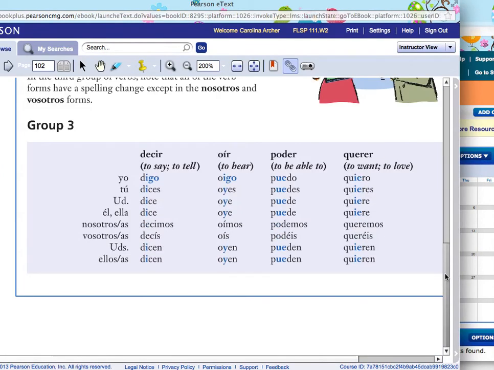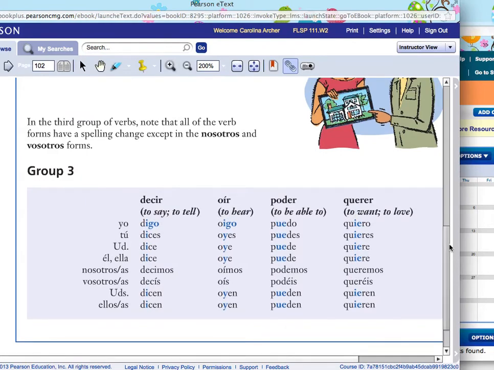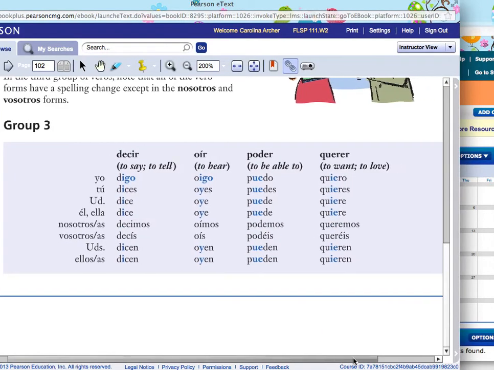And then we have a third group. All the verb forms have a spelling change except in the nosotros and vosotros. Let's see these verbs. Decir means to say or to tell. Oír means to hear. Poder means to be able to. And querer means to want or to love. In this group, decir, these are verbs that change the E of the root into an I. The infinitive is decir, but when you conjugate it, the E changes into an I.